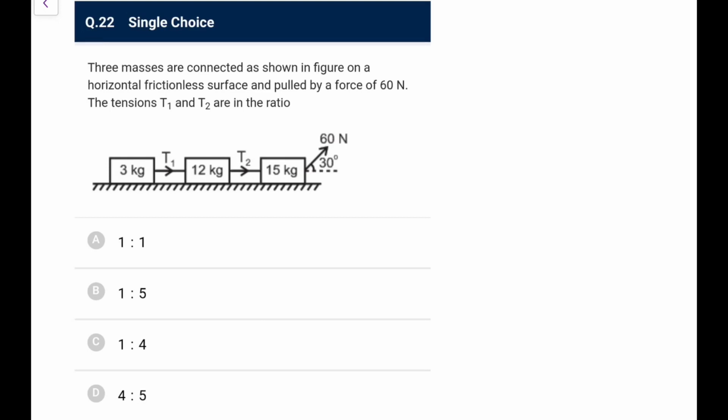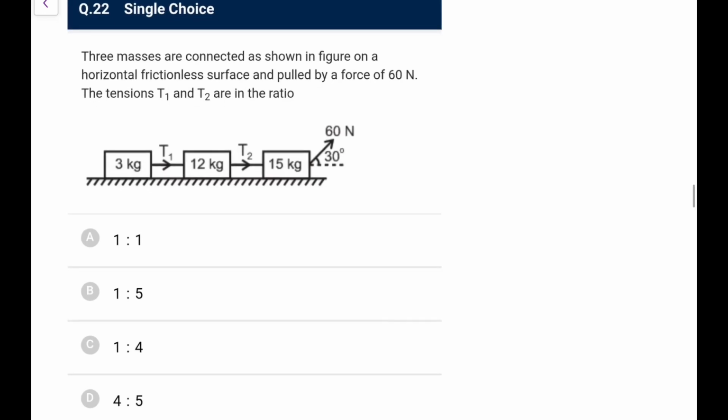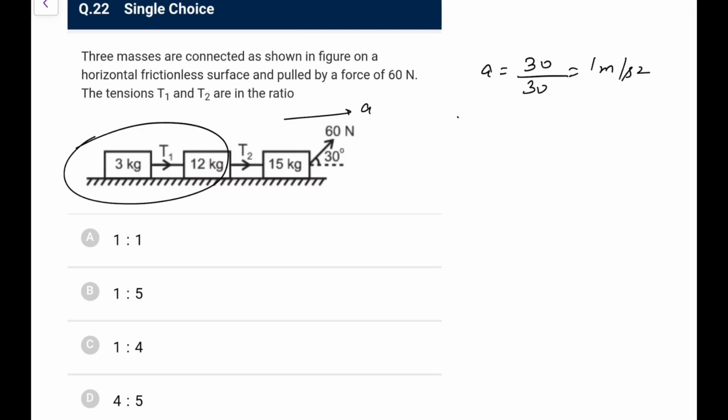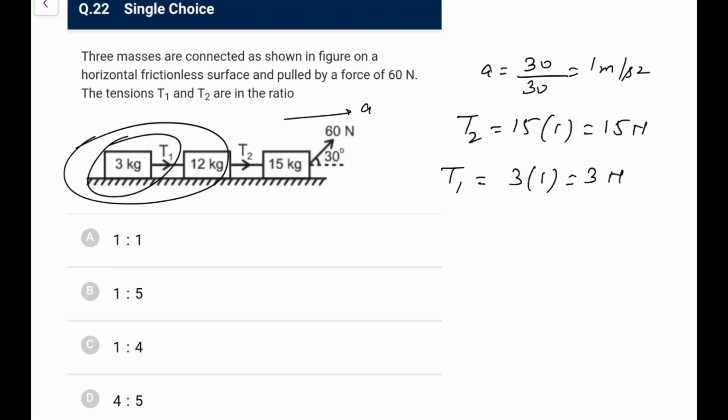Three masses are connected as shown in the figure and pulled by a force of 60. The tensions T1 and T2 are in the ratio? First of all, the combined acceleration of the system would be 60 cos 30, that is 30, upon 15 plus 12 plus 3, that is 30, which is 1 meter per second square. Now for this system, T2 is the only pulling force, so T2 is 15 into 1, acceleration, 15 Newton, and similarly T1 is the only pulling force for the 3 kg, so 3 into 1 is 3 Newton. So T1 by T2 is going to be 1:5. Go for option B here. Next one.